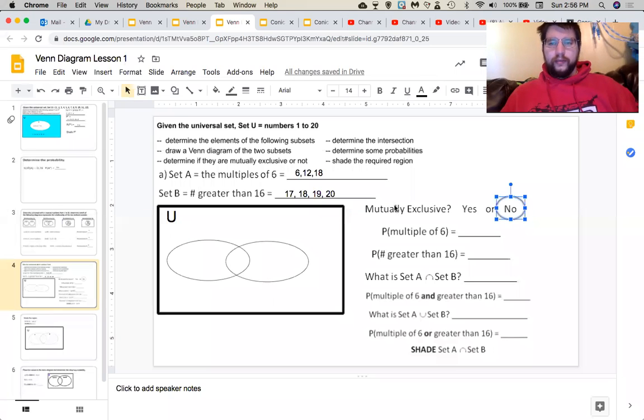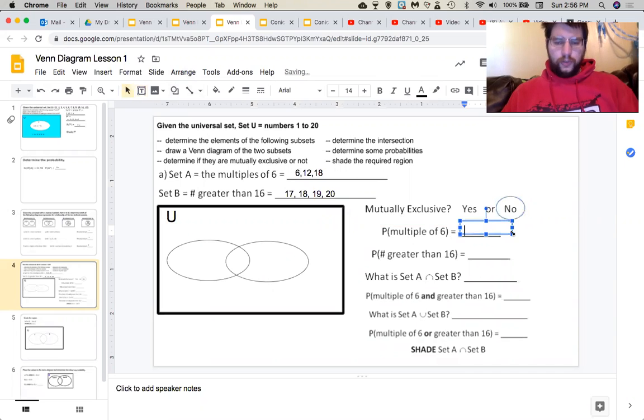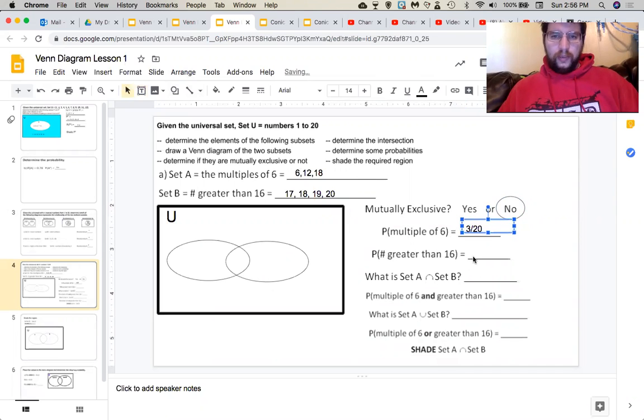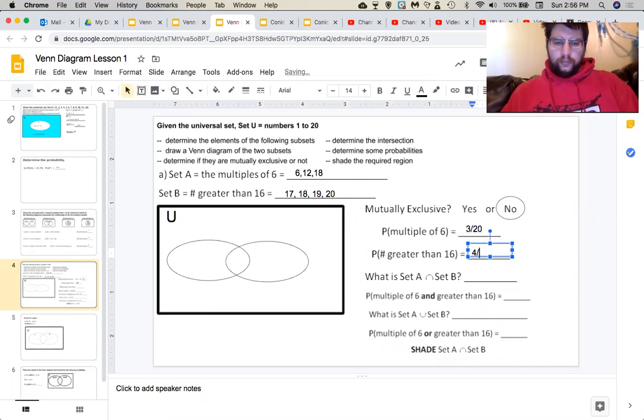Okay, I'm back. So now it asks the probability of multiple of 6. That's 3 out of 20 numbers. So 3 out of 20. For convenience, just use horizontal. 20. Greater than 16, that's 4 out of 20. And you might be thinking, can I simplify that? Of course you can. 1/5.